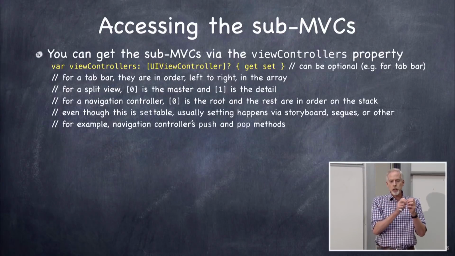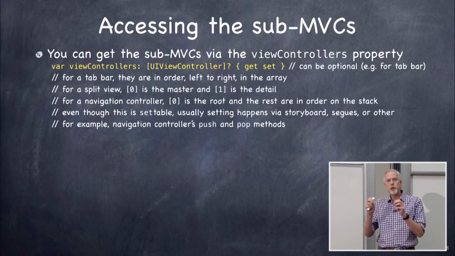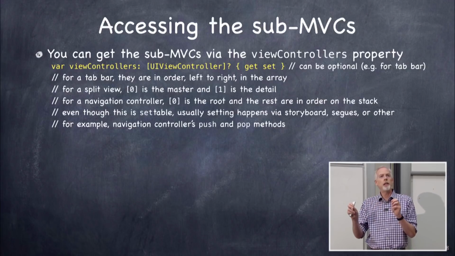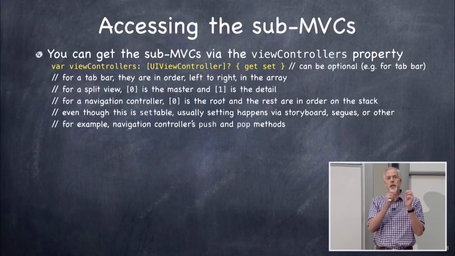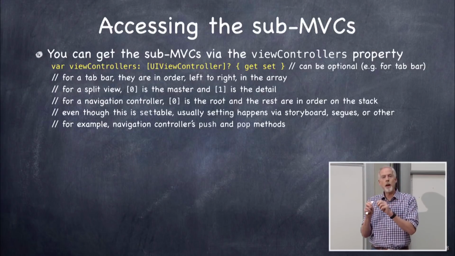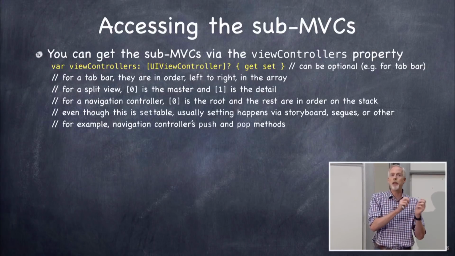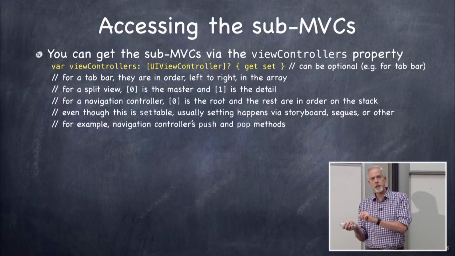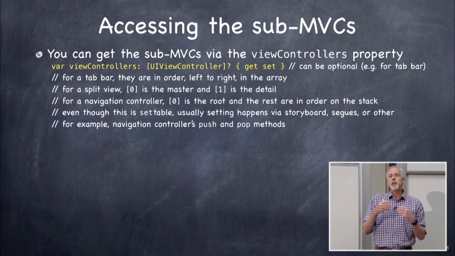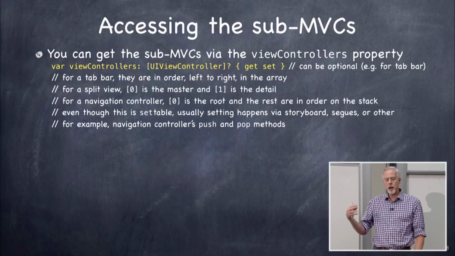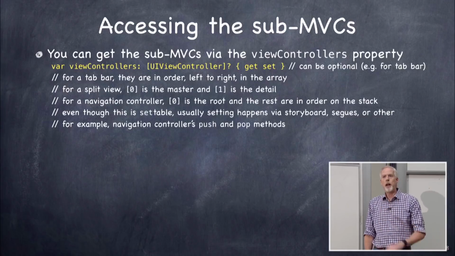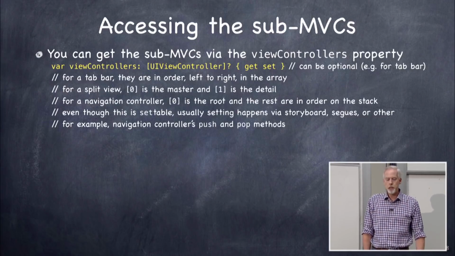So for a tab bar, it's just the view controllers, 1, 2, 3, 4, in order, I think, from left to right, the tabs. If it's a split view controller, then view controller sub 0 is the master, and view controller sub 1 is the detail, or sometimes we say the first thing in the array is the master, and the last thing in the array is the detail. And if it's a navigation controller, then view controller sub 0 is the root view controller, and all the cards lined on top are the other view controllers in the array in order. So that's how you can get at all the view controllers that are in one of these MVCs of MVCs.